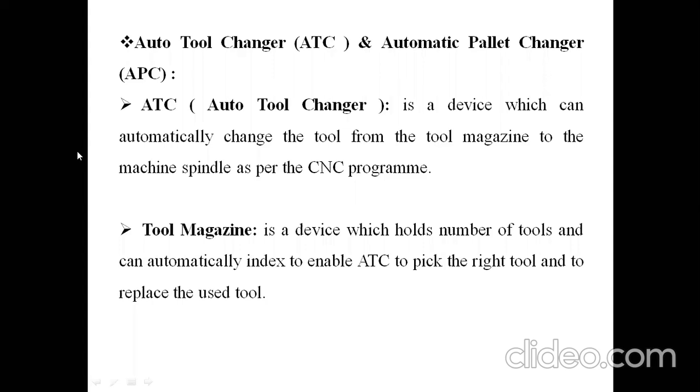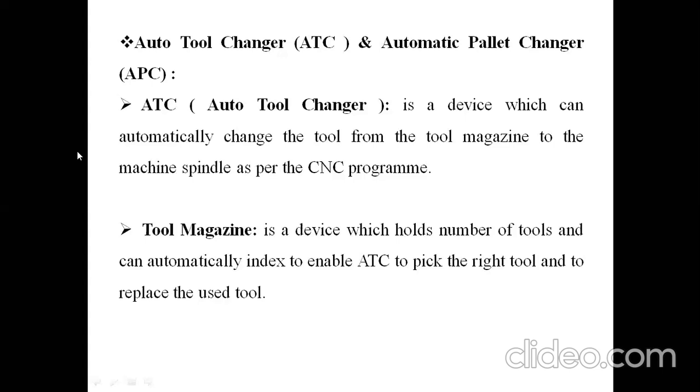Now, as we know, your conventional CNC machine is also called a universal CNC machine, which carries out different operations like turning, taper turning, drilling, boring, tapping, thread cutting. These are the different operations carried out on your universal CNC machine. But there is a little difference between your conventional machine and this computerized numerical control machine.